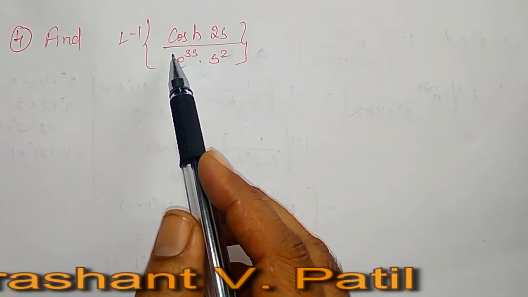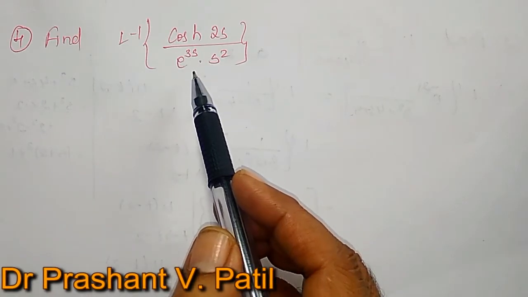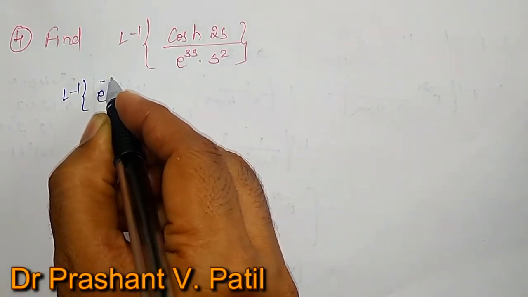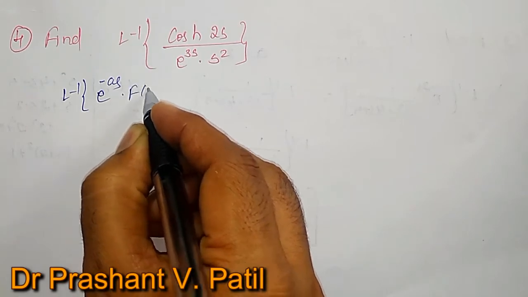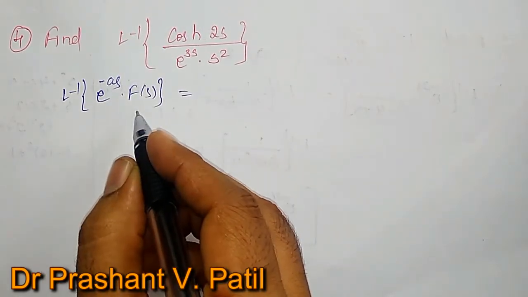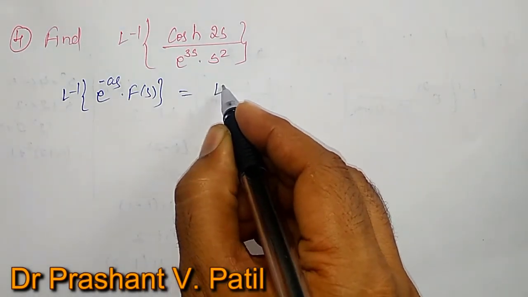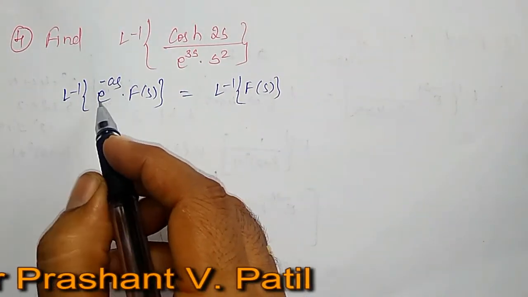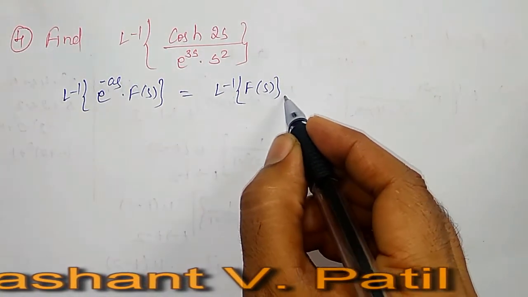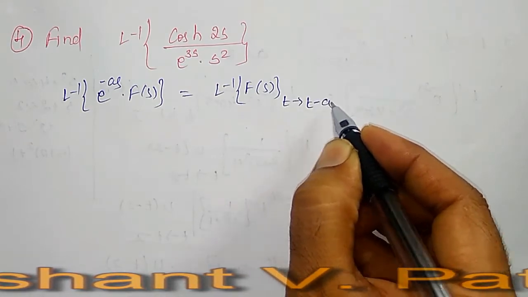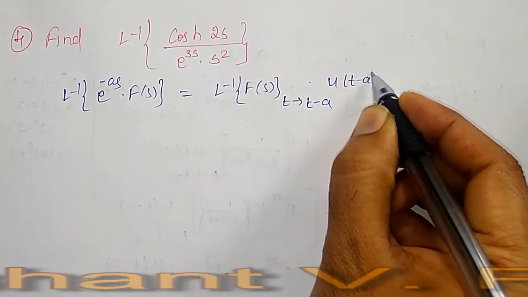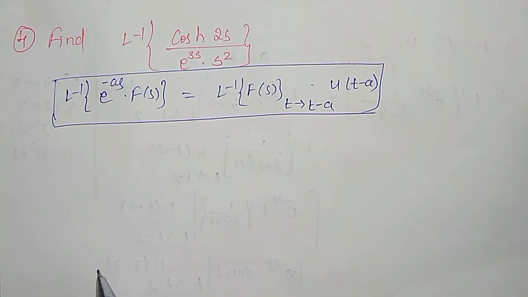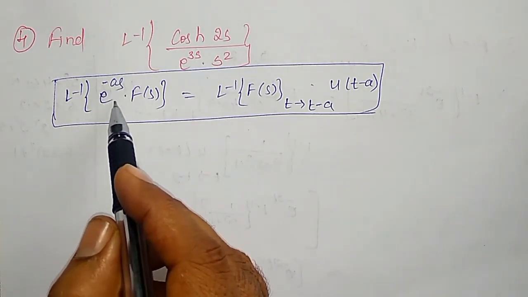e to the power 3s, whether it is in the denominator or in the numerator, I have to use the property of inverse Laplace transform of e to the power minus as into f of s. This inverse Laplace transform is given by the inverse Laplace transform of f of s, where e to the power minus as will be eliminated, and t is replaced by t minus a into u of t minus a. This property I am going to use to evaluate this. I will try to convert it into this form first.